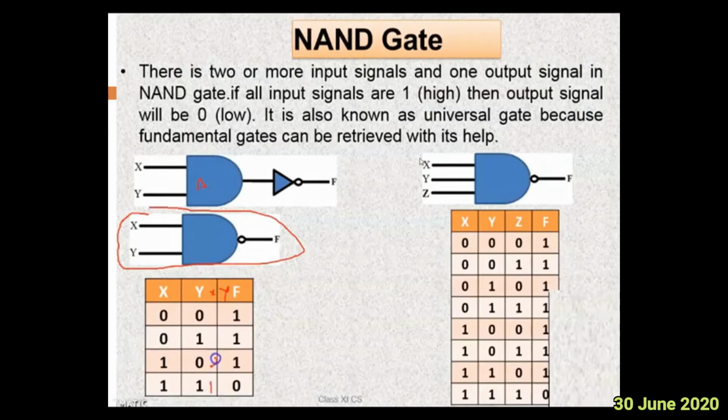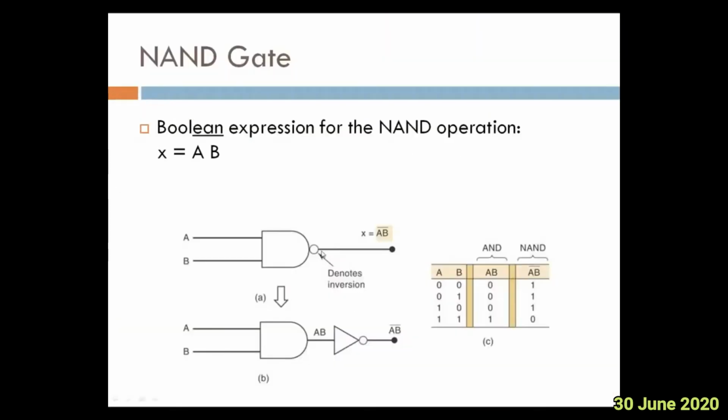How is the NAND gate represented? See here, AND followed by a NOT gate, or AND followed by a small circle. This gate is represented for 2 variables and this gate is represented for 3 variables. The same thing is given here. The circle denotes inversion, or else separately also you can write it. So I think you have easily understood the NOR and NAND gates.